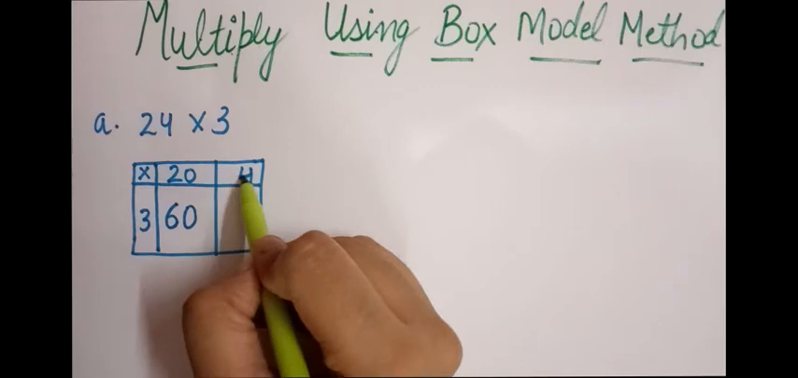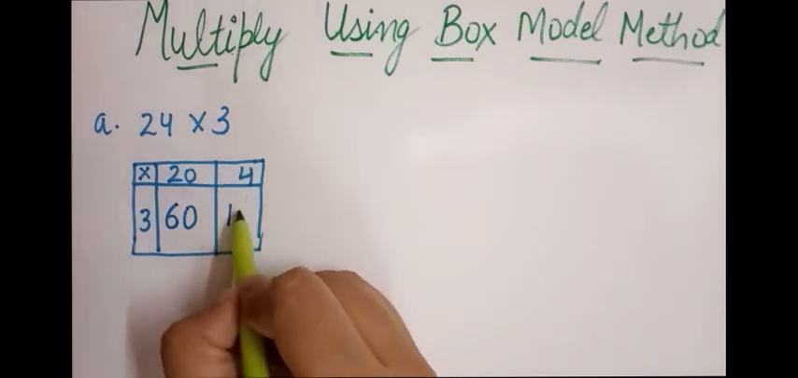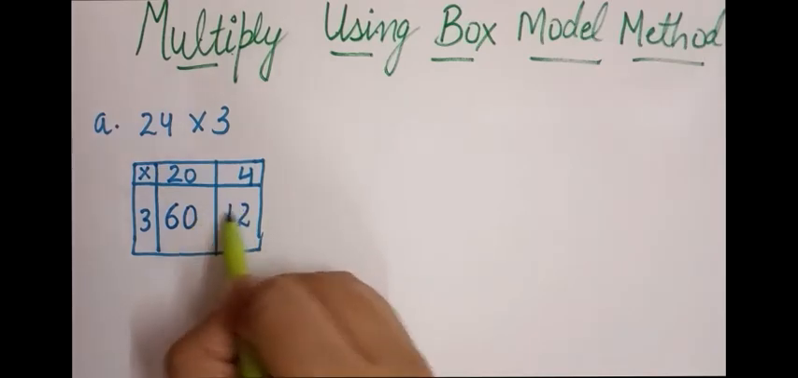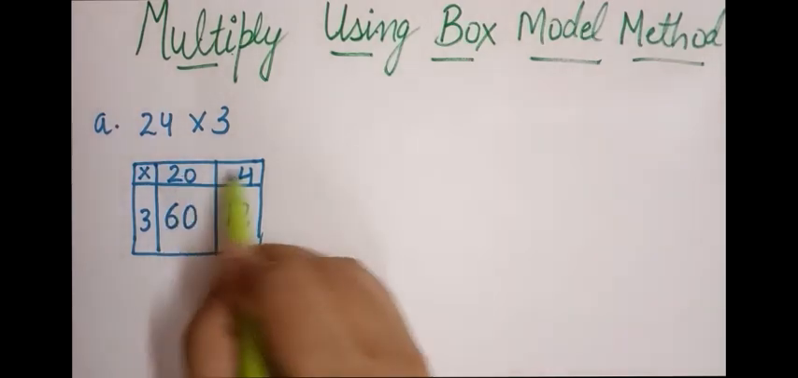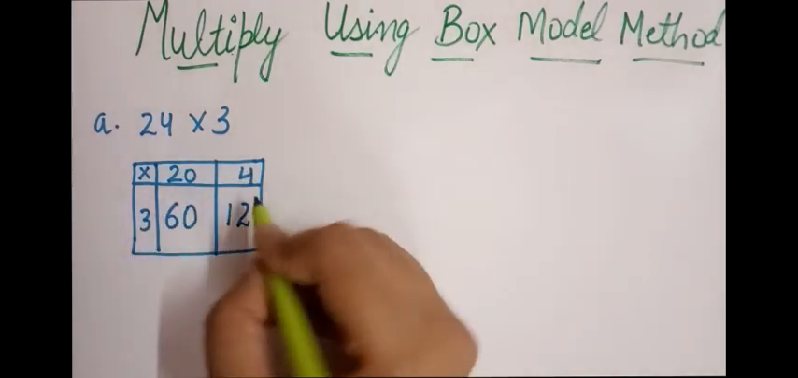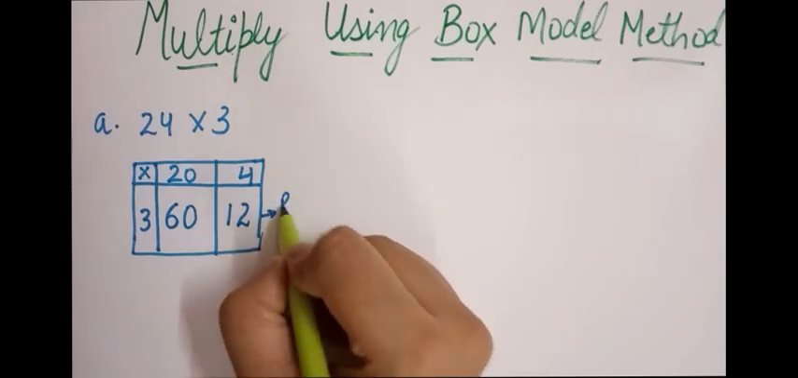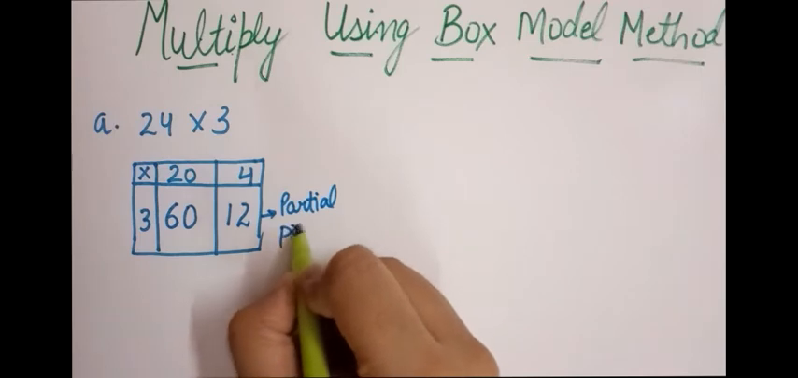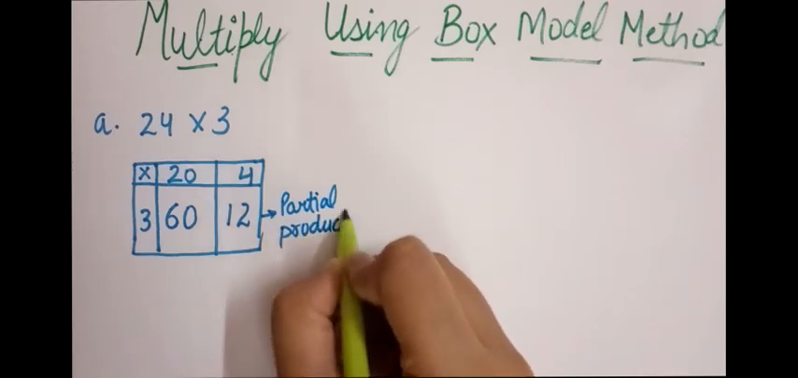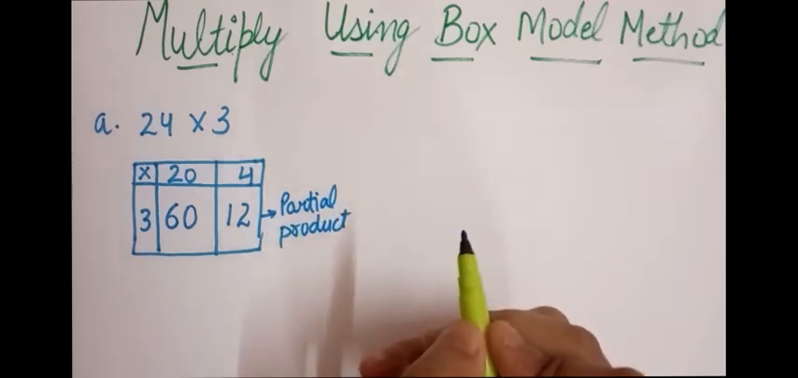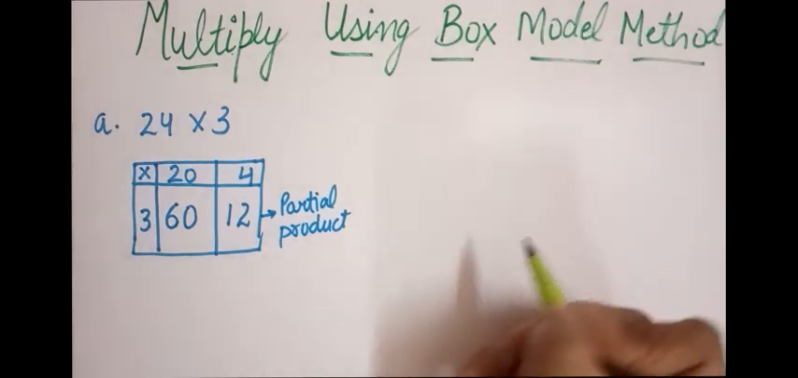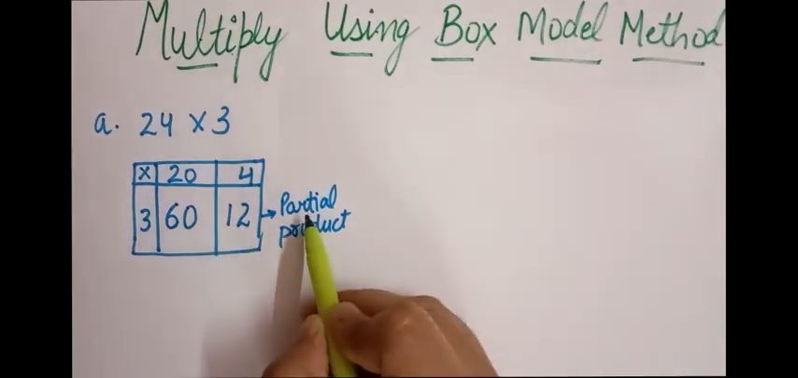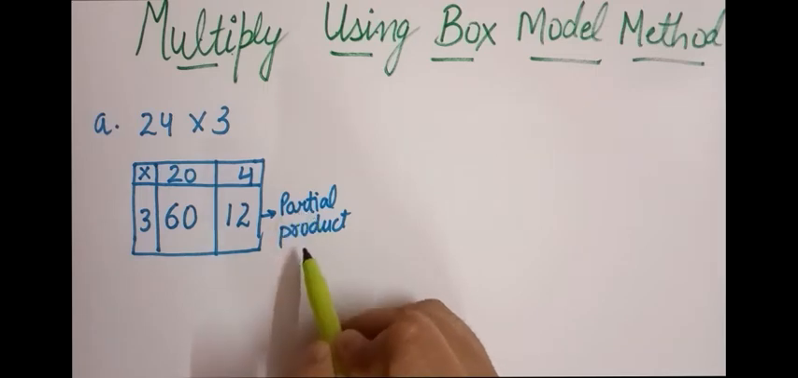Now 3 4s are 12. So 12 I will be writing here. This thing in which we have written the products of these numbers one by one, we call a partial product, because this is not the complete product. You all know that whenever we multiply numbers, the answer is known as the product. So this is just the half product, just the half answer. That's why we call it a partial product.